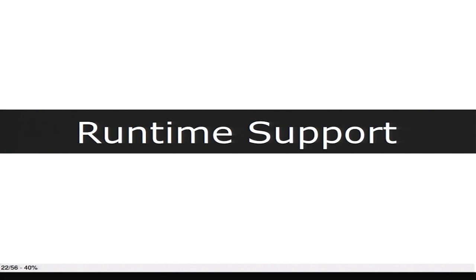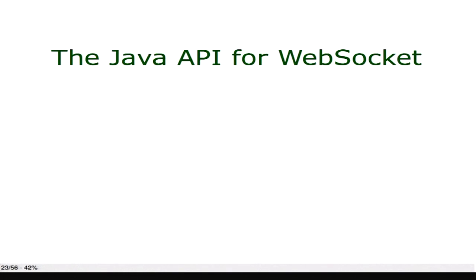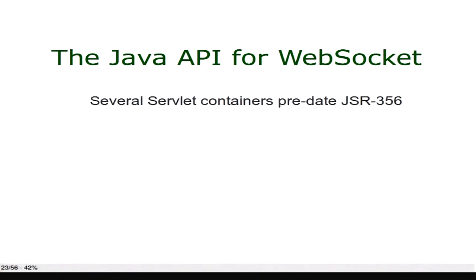Okay, so this gets us to runtime support. This is an important question: what can we run this on? The big news in this area is that we have the Java API for WebSocket, which has become final since last year. Last time, there were still discussions that were fairly early on. But now it's all complete, and implementations are hard at work to provide the actual new versions of the respective containers. But several of the servlet containers that supported WebSocket actually predated JSR-356. In other words, they had WebSocket support already.